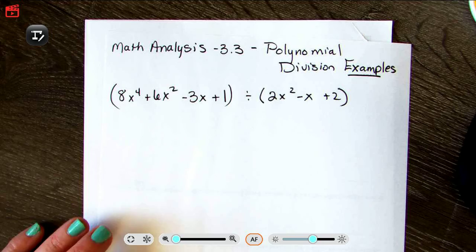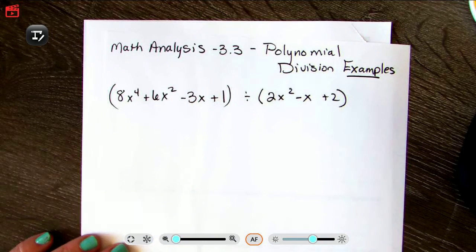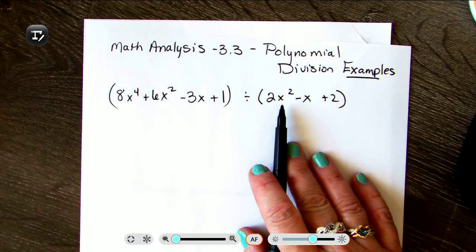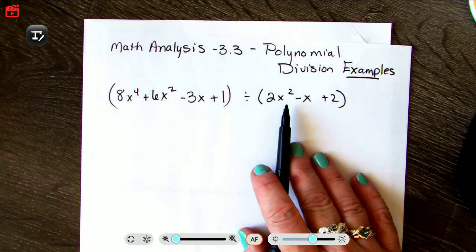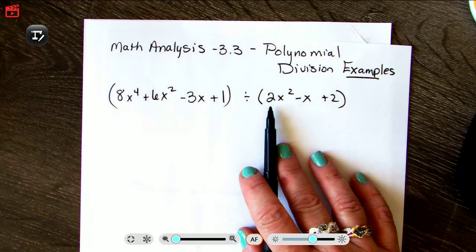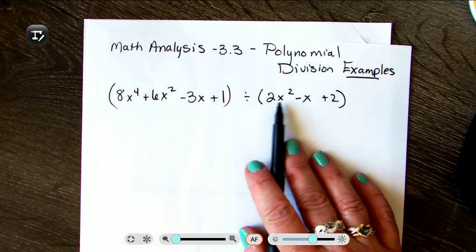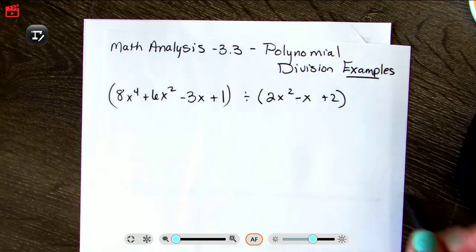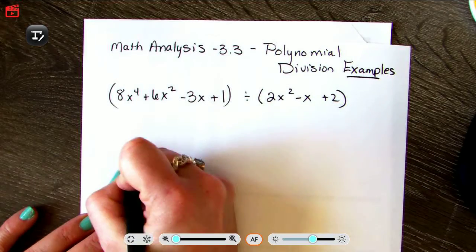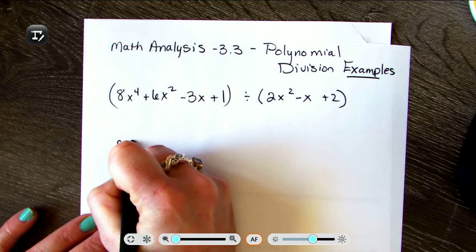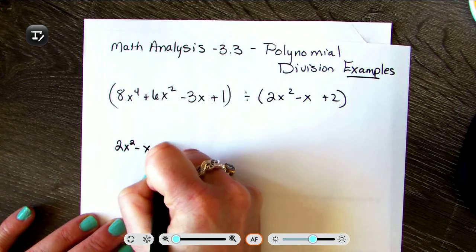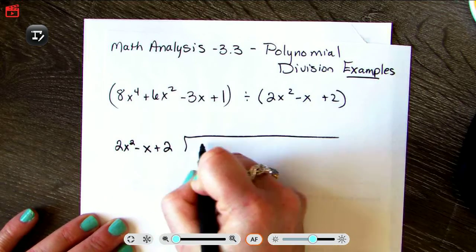Okay, and this one I could not do synthetic division on because I am not dividing by a linear factor with a leading coefficient of 1. We actually have a squared factor, so an x squared term, and we do have a leading coefficient of 2. So we will have to do this one longhand. So again, here we go through another longhand division problem.